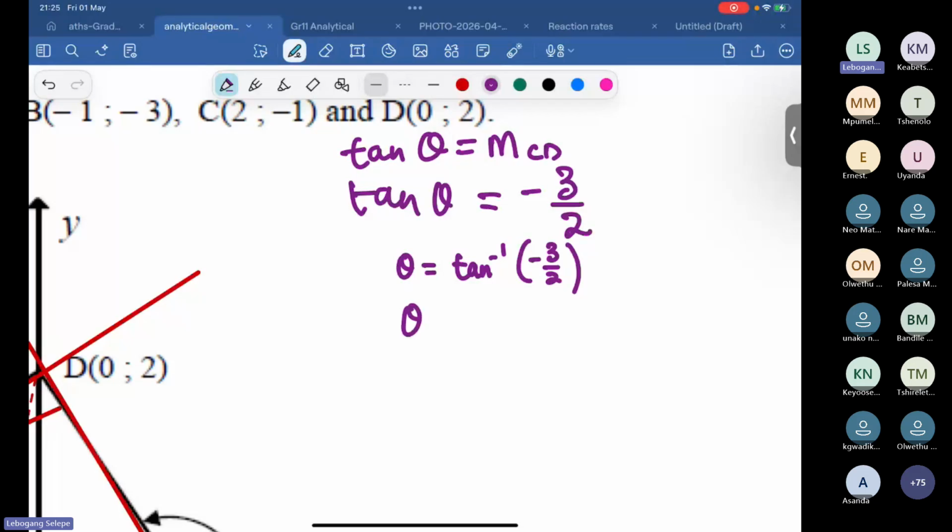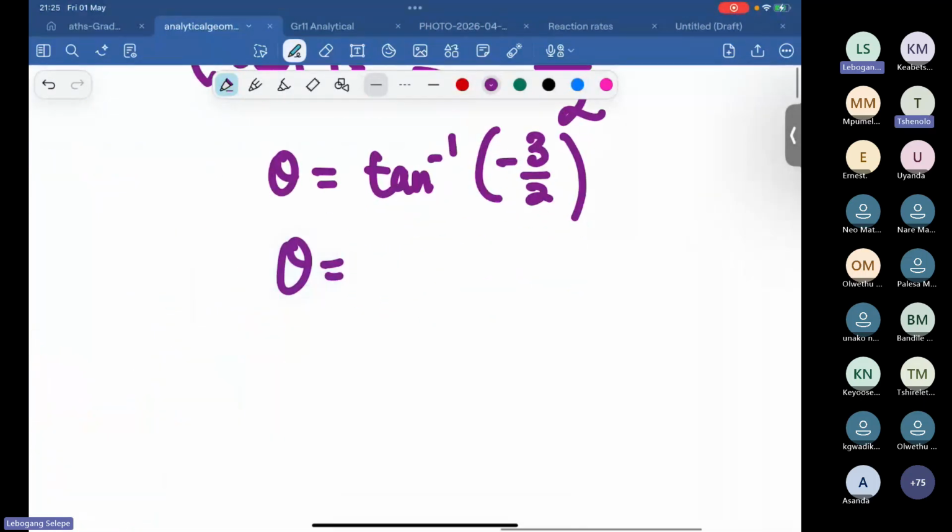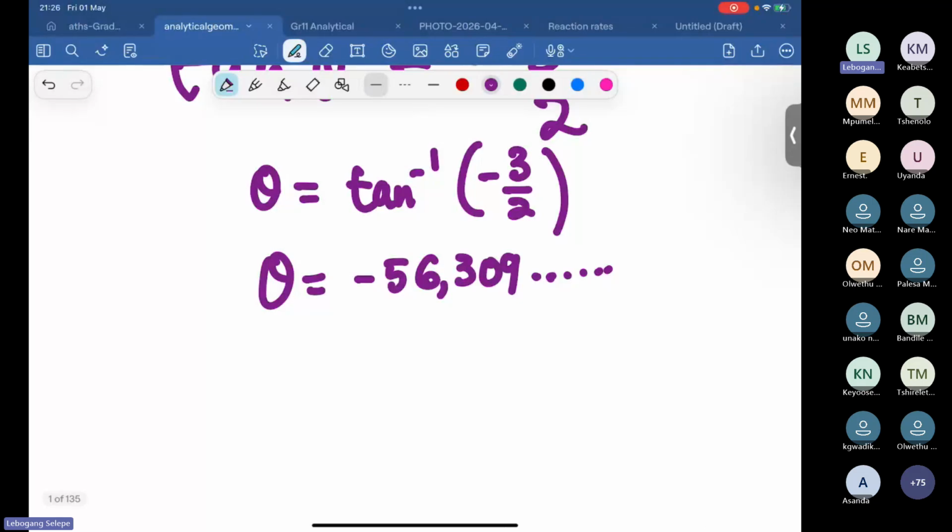And then what do you get when you punch your calculator? Negative 56.309. Should I round it off? 56.309 something something. Okay, that's cool. But remember, I told you that angles of inclination are positive angles, right? Do you remember when I said that? The angle of inclination always has to be positive. So if you get a negative angle of inclination, you must add 180 to make it positive, right?